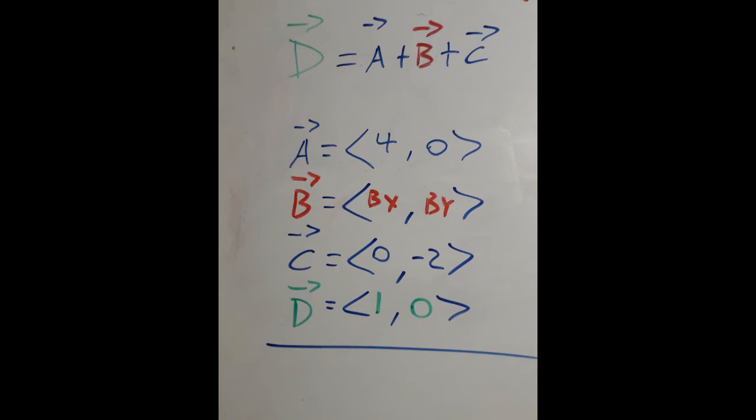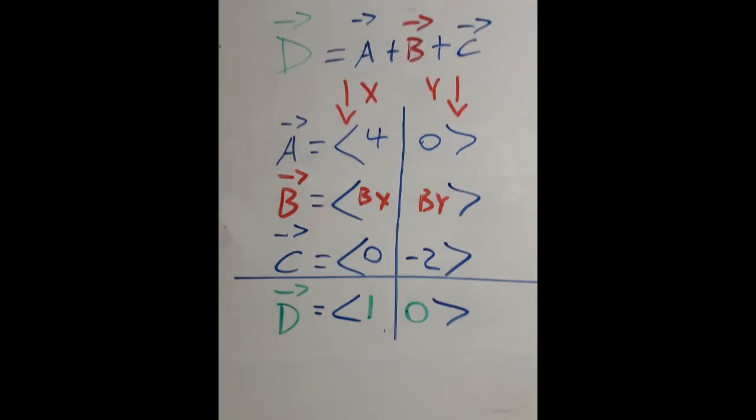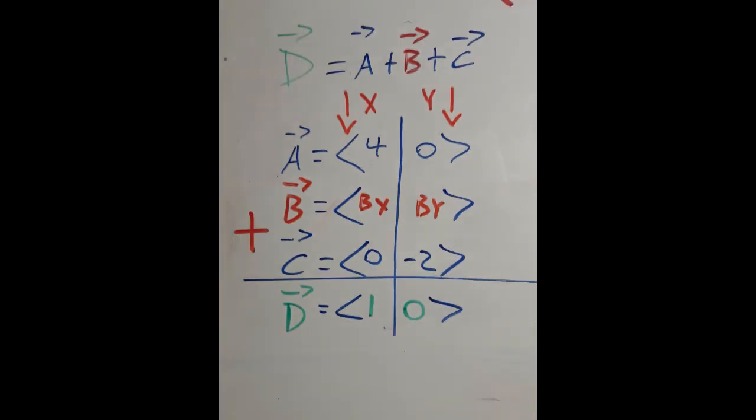So we're going to do a list of all the vectors, one on top of the other. This is because we want the x with the x and the y with the y in the columns. Then I'm going to trace a line because I'm going to notate that the addition of A plus B plus C is going to be equal to D. And then I'm going to add each column.